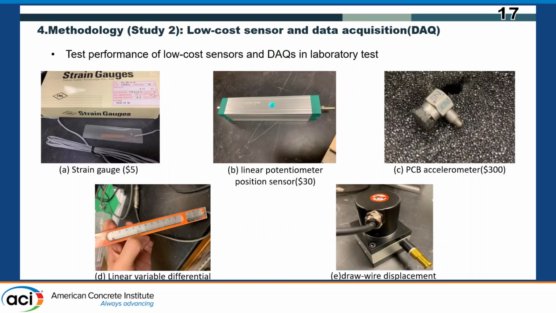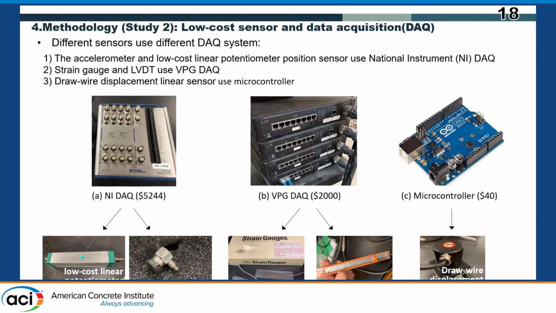For the laboratory test, we prepared 5 different low-cost sensors. The reason we use low-cost sensors is extra interest. We want to compare efficiency versus price and accuracy versus price, just for extra information. So we have 1 strain gauge, 3 different linear position sensors and 1 PCB accelerometer. And based on the requirements of these different sensors, we need to use 3 different data acquisition systems.